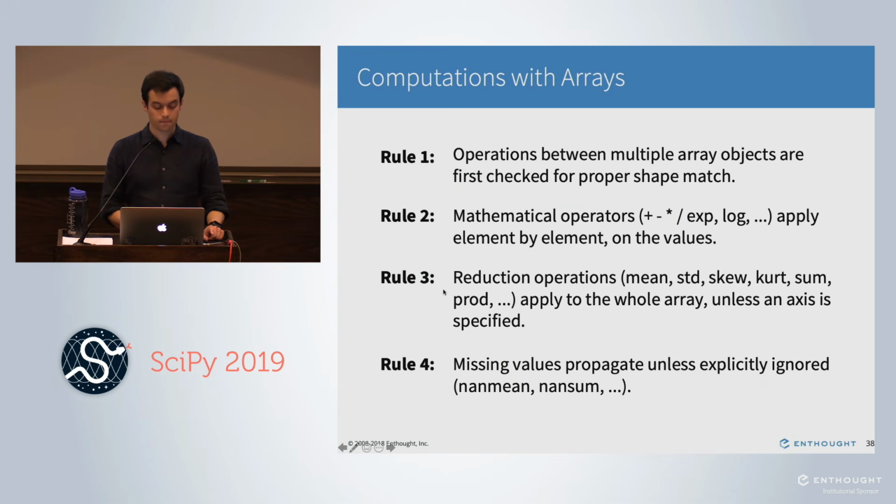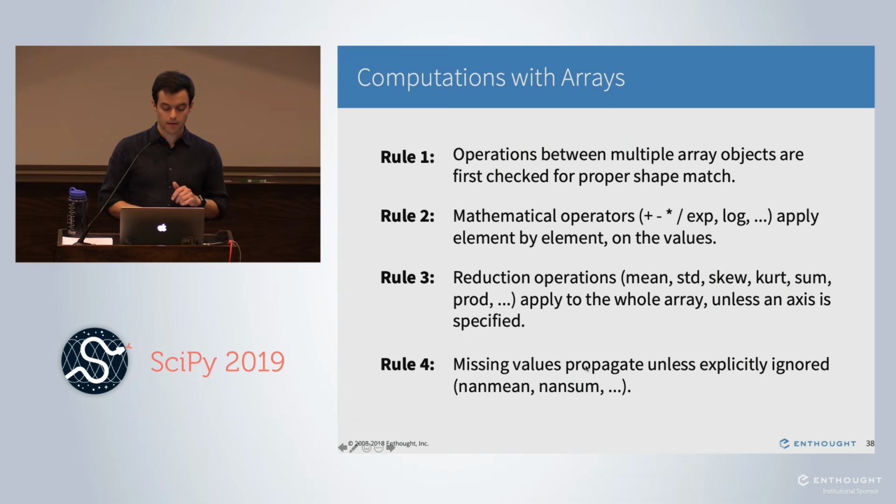Rule number 2, every operation is done element-wise, even multiplication, even division, even exponentiation. Rule number 3, reduction operations, which is the main topic of this section. If you want the mean of an array, the sum of an array, all the statistical moments, by default it'll take your entire array and collapse it into a single value, unless you specify this thing called an axis, which allows you to specify which dimension you want to do your computation over, which we'll see in a second.